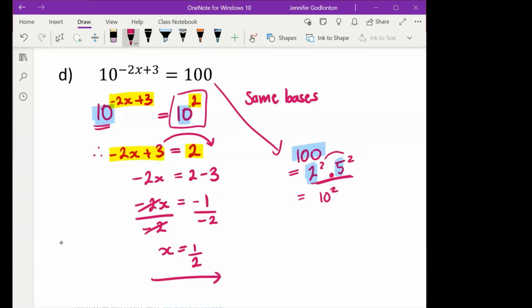Okay, so first goal is we just want to get things to the same bases. Second goal, we want to make our exponents the same as each other. And then last goal, we want to solve for x. Emmanuel, you're welcome to ask a question.